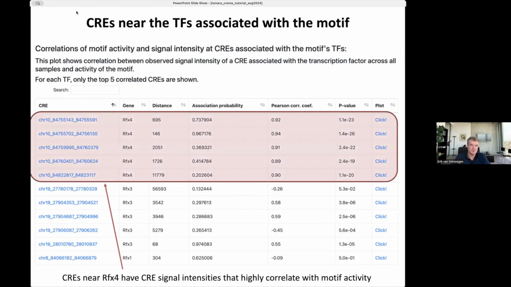And so, for example, you see here that there are a number of CREs that are near the transcription start site of the RFX4 gene, right? So this one is only 146 base pairs away. This one's 695. And these ones are no longer in the promoter, but they're also relatively close. And then these Pearson correlations here that are all very high show you that the activity of these CREs, right, their accessibility across the samples is highly correlated with the motif activity of RFX4.